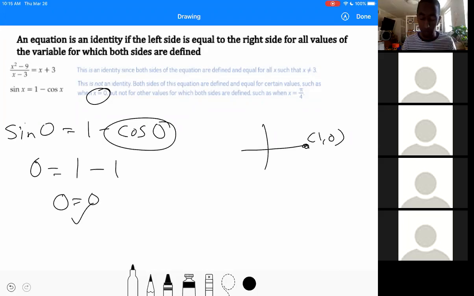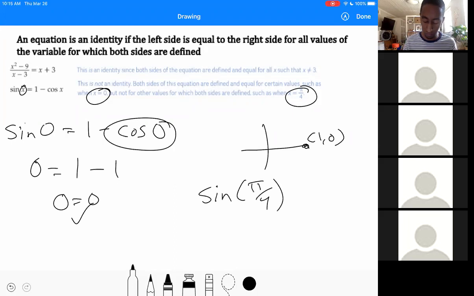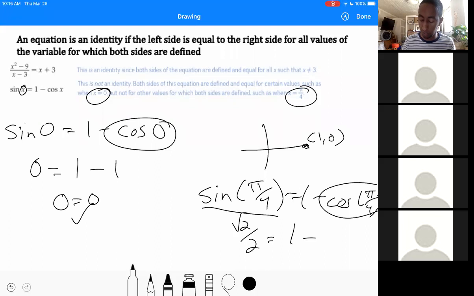Okay. But if we try pi over 4, 45 degrees, we plug that in here. Sine of pi over 4 is equal to what? Square root of 2 over 2. And then we have 1 minus cosine of pi over 4, which is also square root of 2 over 2, right? Is the square root of 2 over 2 going to equal 1 minus the square root of 2 over 2? Is that going to be true or false? False. That's going to be false, yes. So it's false.